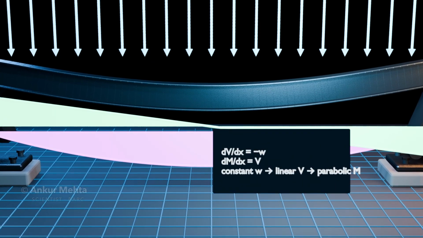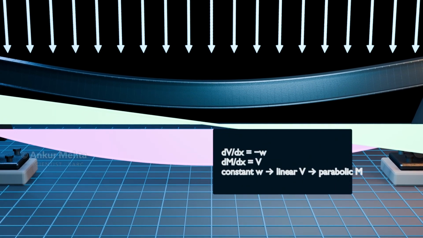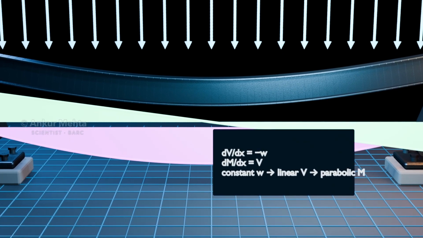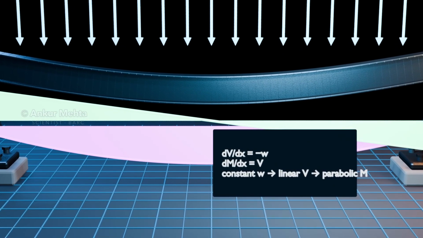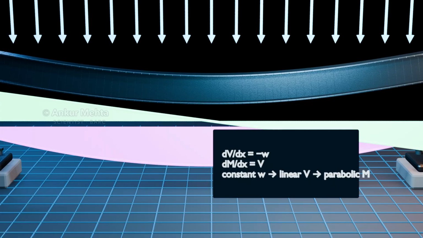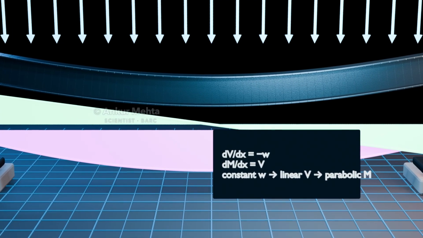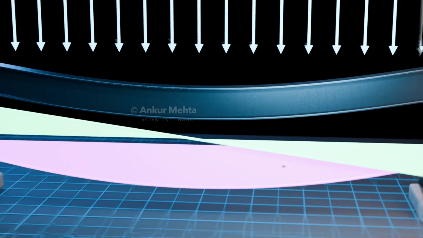This sequence reveals the differential relationships. Load intensity controls the slope of the shear diagram. Shear controls the slope of the bending moment diagram. Constant distributed load therefore produces linear shear and a parabolic bending moment.